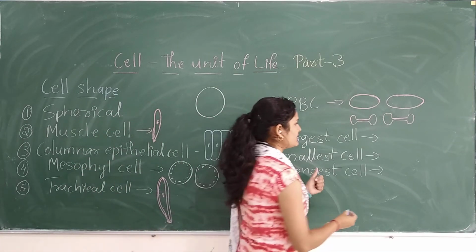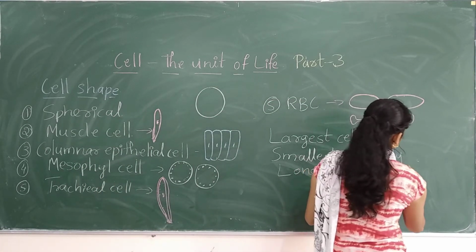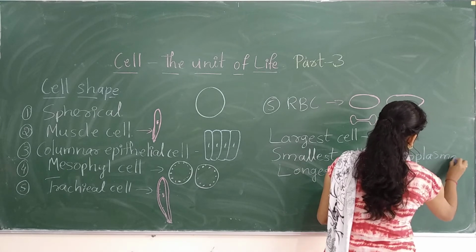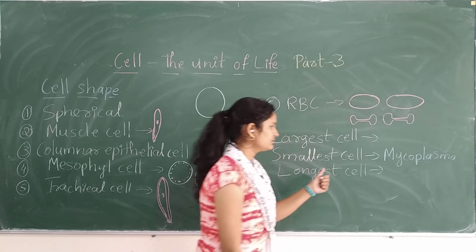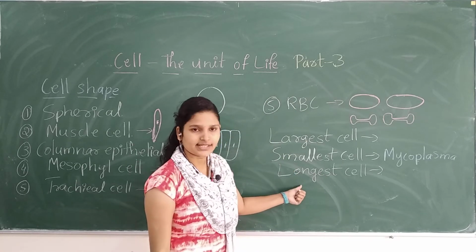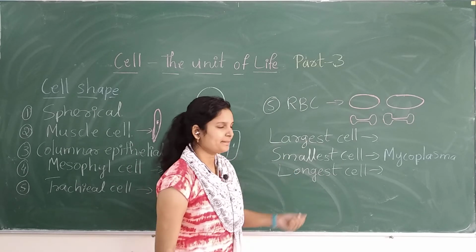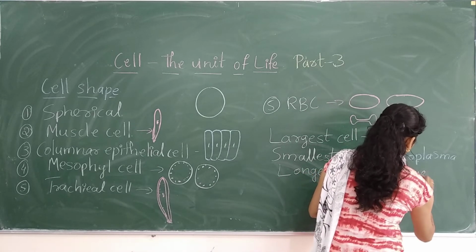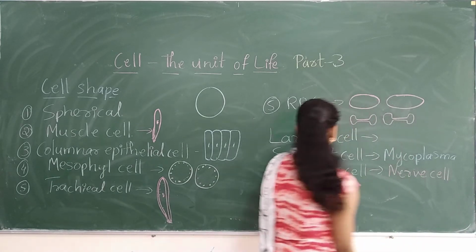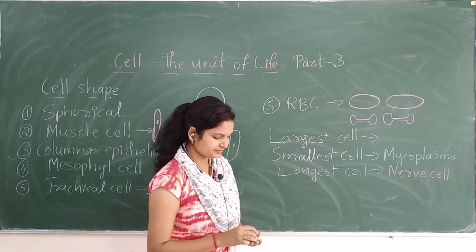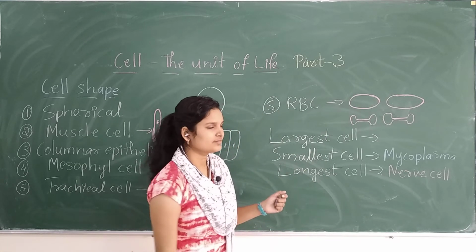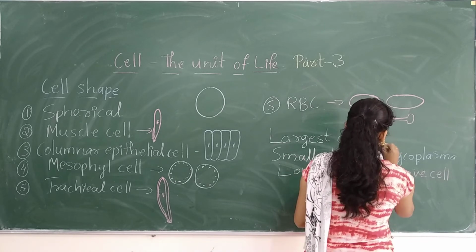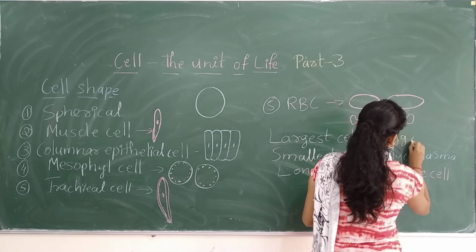Very good. The smallest cell will be mycoplasma. And what is the longest cell? Very good, nerve cell. And the largest cell? Very good, it is the egg cell of ostrich. Egg of ostrich.